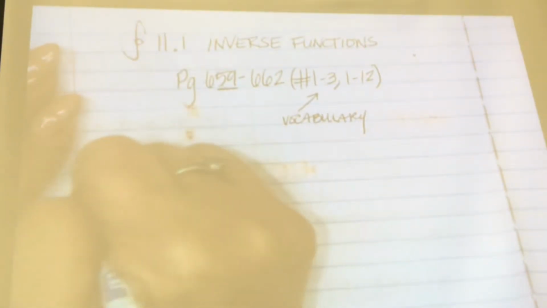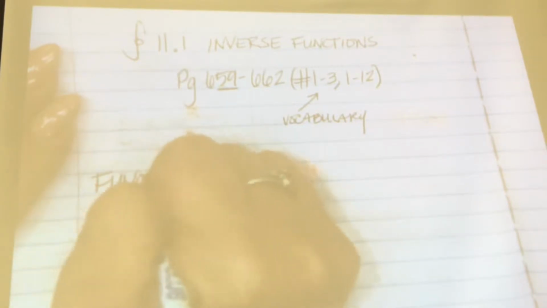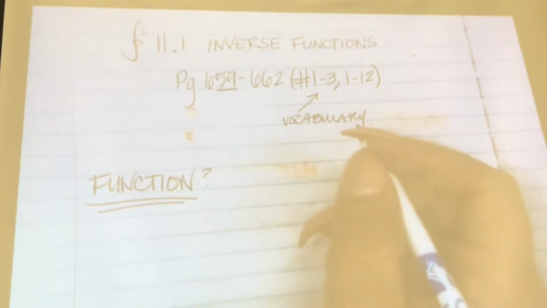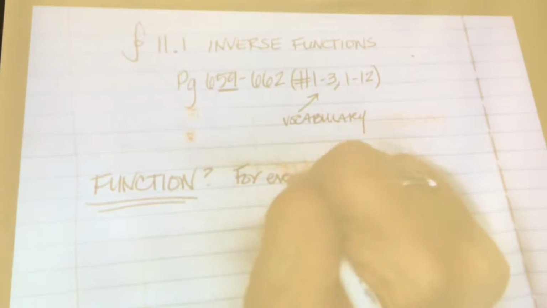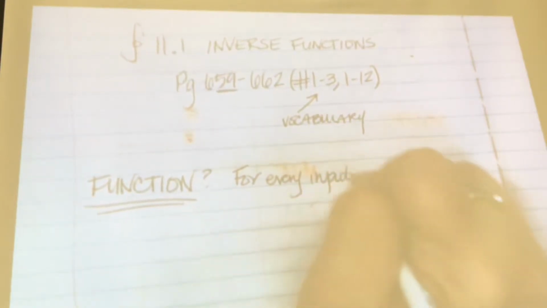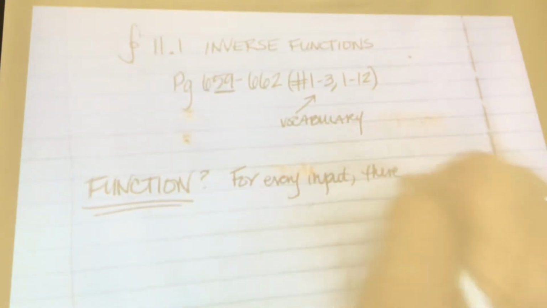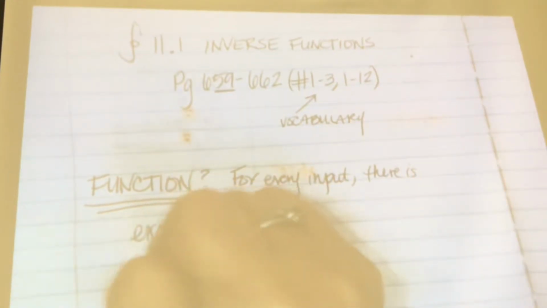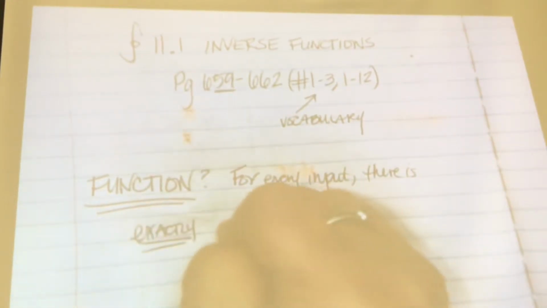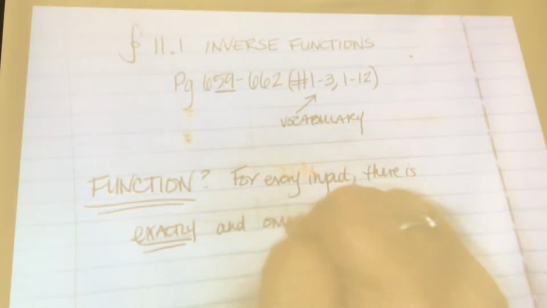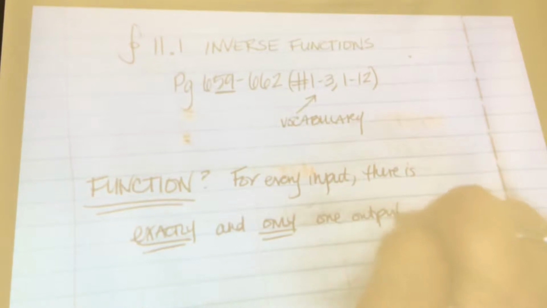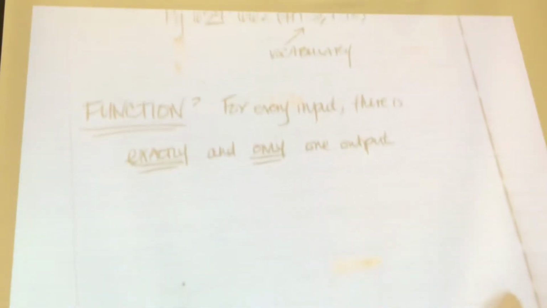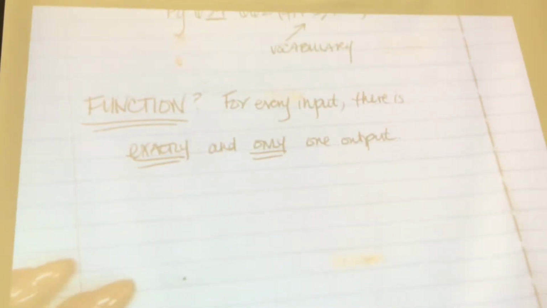First of all, how do we know if something's even a function? By definition, a function is: for every input, there is exactly and only one output. That's by definition.